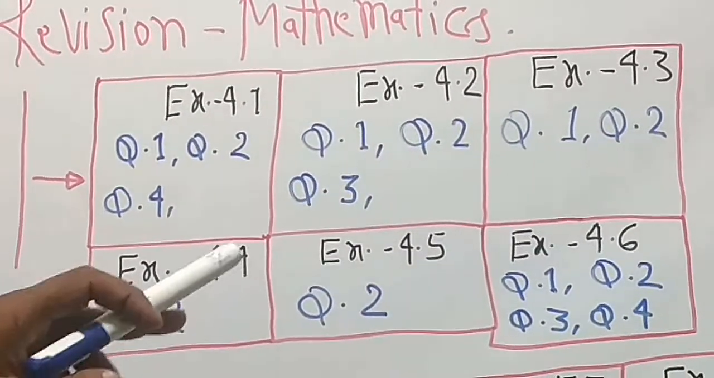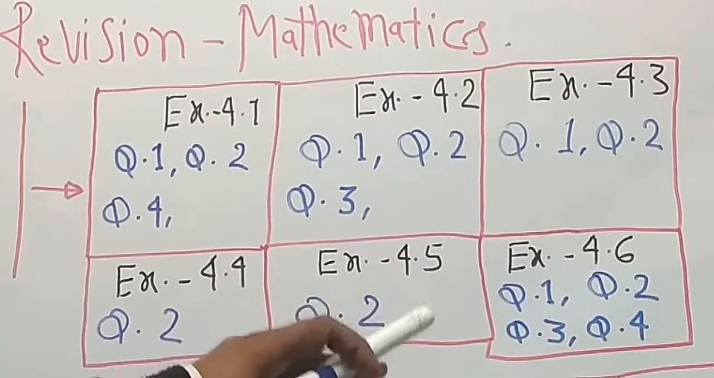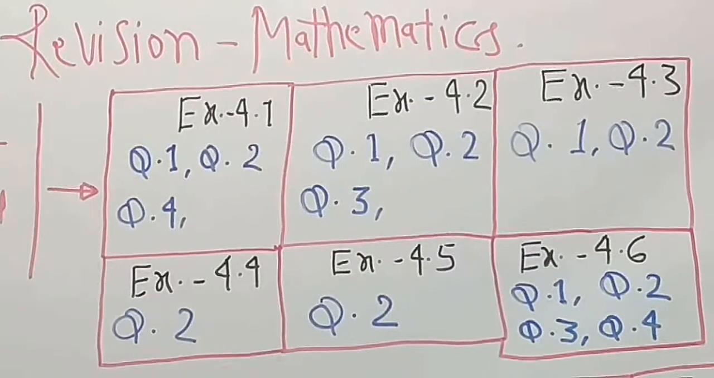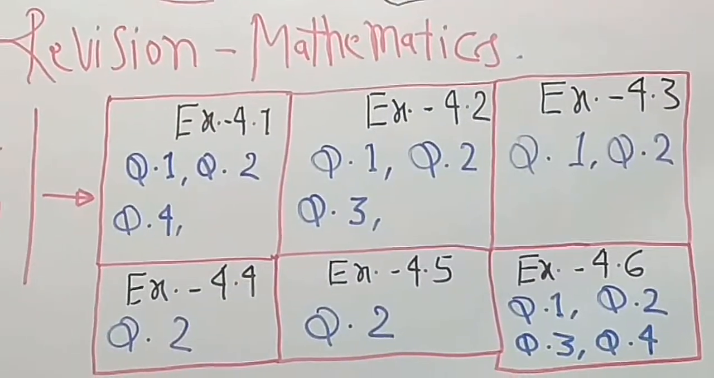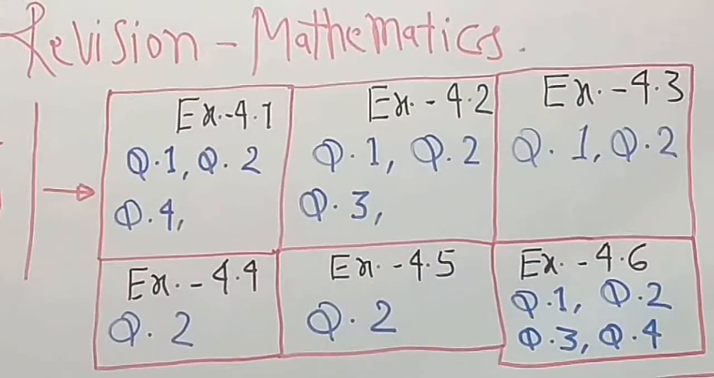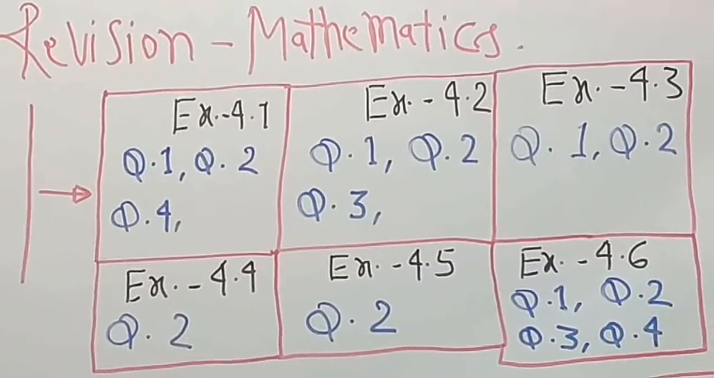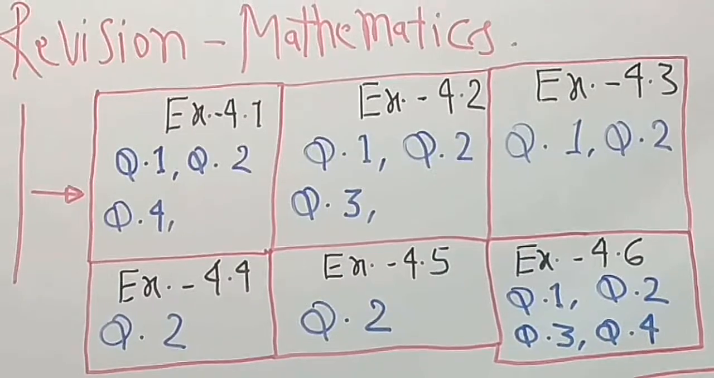Now exercise 4.6, in this exercise questions 1, 2, 3 and 4 are the important questions. These questions are based on the concept of circle. Number 1 is from the figure identify the center of the circle, 3 radii, a diameter, a chord, 2 points in the interior, a point in the exterior, a sector, a segment.